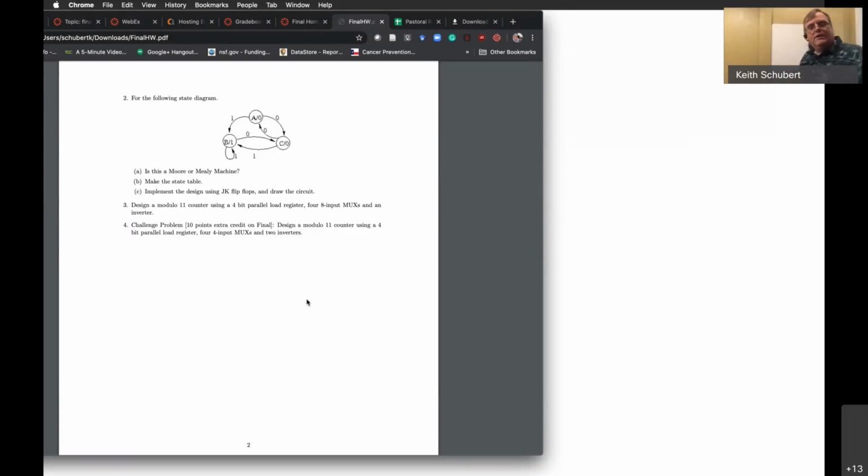We're taking a look at this diagram, and the first thing it asks is whether this is a Moore or a Mealy machine. So it's a state diagram. We actually don't do any manipulation.